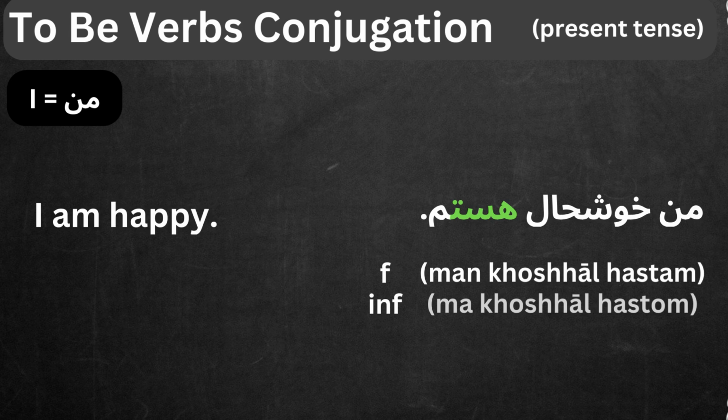To be verb conjugation with the subject I. Let's make our own sentences. من خوشحال هستم. It means I am happy.